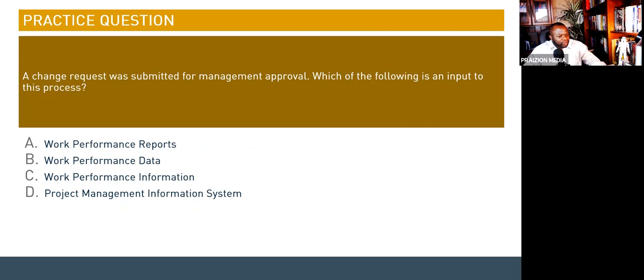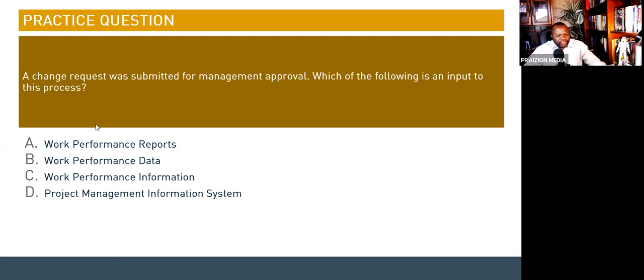Let me relaunch the poll. So those were the results. Let's relaunch the poll. All right. A change request was submitted for management approval. Which of the following is an input to this process? So you got to be able to figure out which process are they in? And then you got to be able to figure out, what is an input to this process? All right. Very good, Sonia. That is correct. Okay. That is very good.